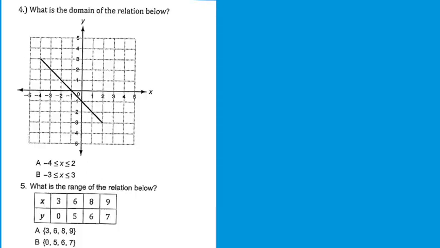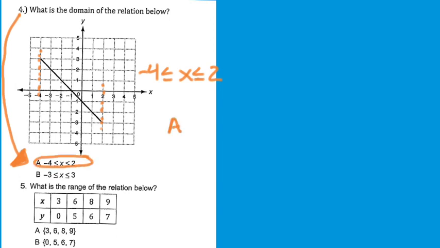On number 4 is a multiple choice question where we have to decide what is the domain. How is the domain represented here? Well, we can see that the greatest domain, the x value, can go to 2, right? And it can go to -4. So this is why we learned compound inequalities, because we can see it can be -4 or bigger than -4, and it can be 2 or less than 2. So A is our correct answer.